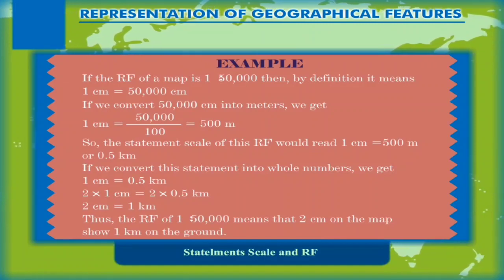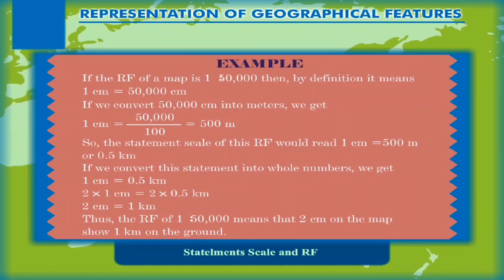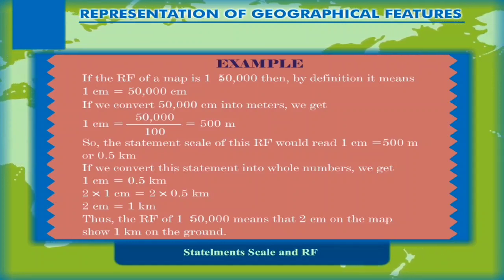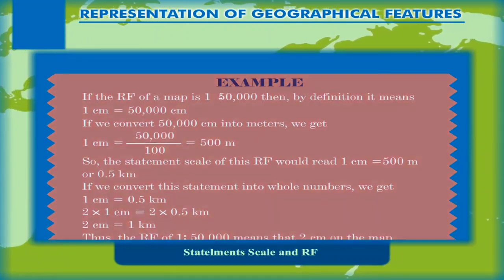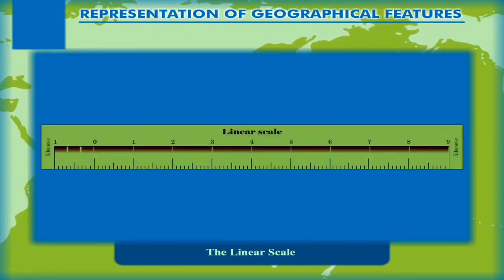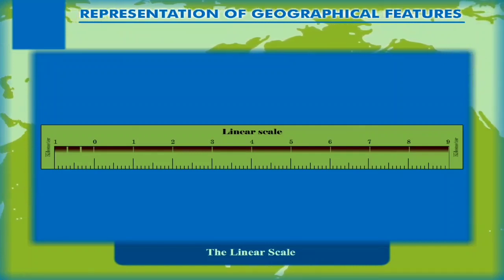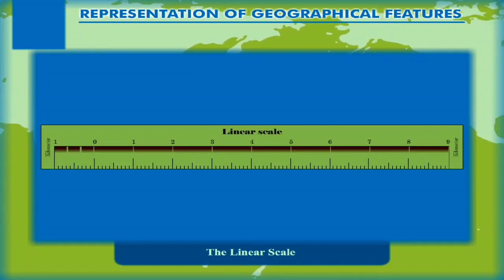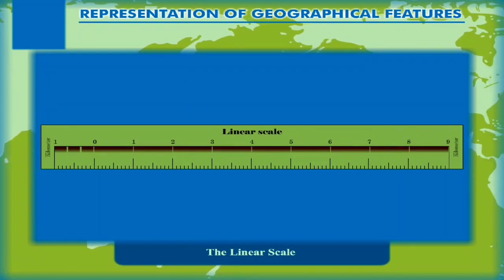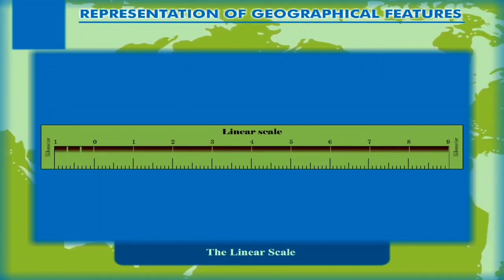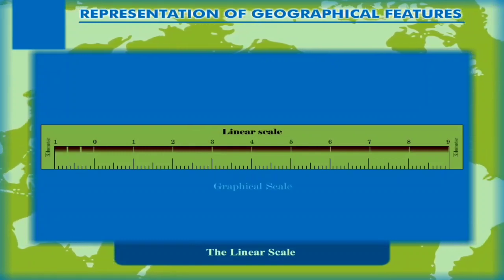Thus, the RF of 1:50,000 means that 2 centimeters on the map shows 1 kilometer on the ground. The linear scale. The linear scale is a graphical drawing of the scale with divisions and subdivisions, and therefore is also known as the graphical scale.